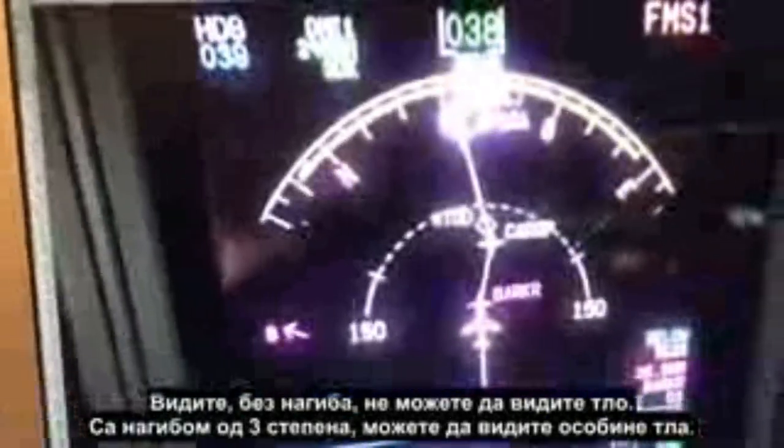So yeah, we absolutely do factor in the curvature of the Earth when we're flying aircraft, especially using the weather radar to map ground features. You'll see zero tilt, you can't see the ground. 3 degrees tilt, you can see the ground features. Obvious evidence of Earth's curvature.